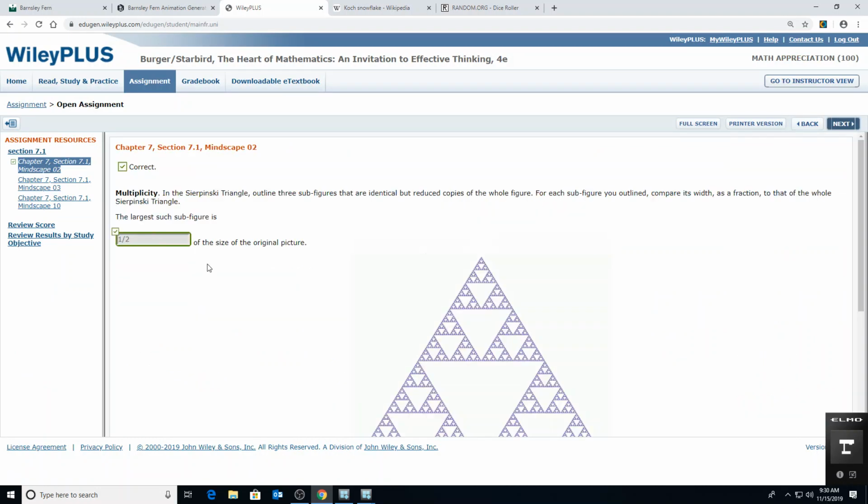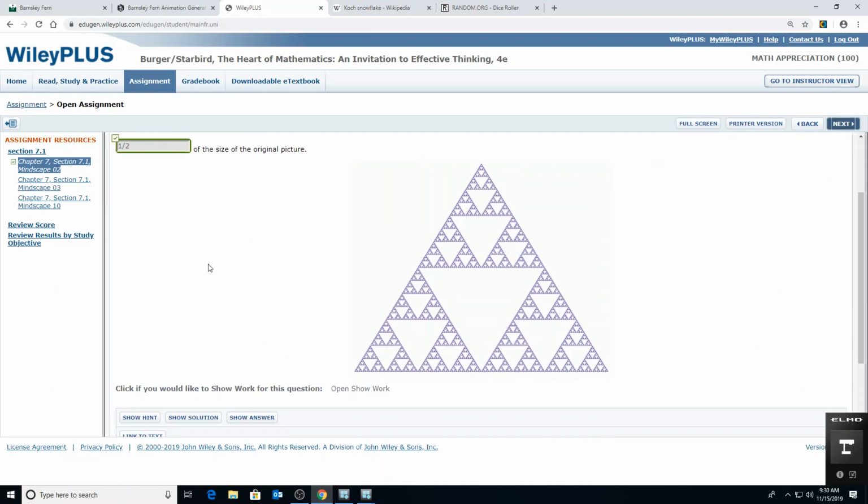In 7.1, we're looking at the Sierpinski triangle and picking the largest figure within the Sierpinski triangle that looks like the whole Sierpinski triangle. So if you pick the largest figure, it'd be one of these three that are this size. They look like the whole Sierpinski triangle. There's that sense of self-similarity that fractals display. Well, the question is, how big is it compared to the original?